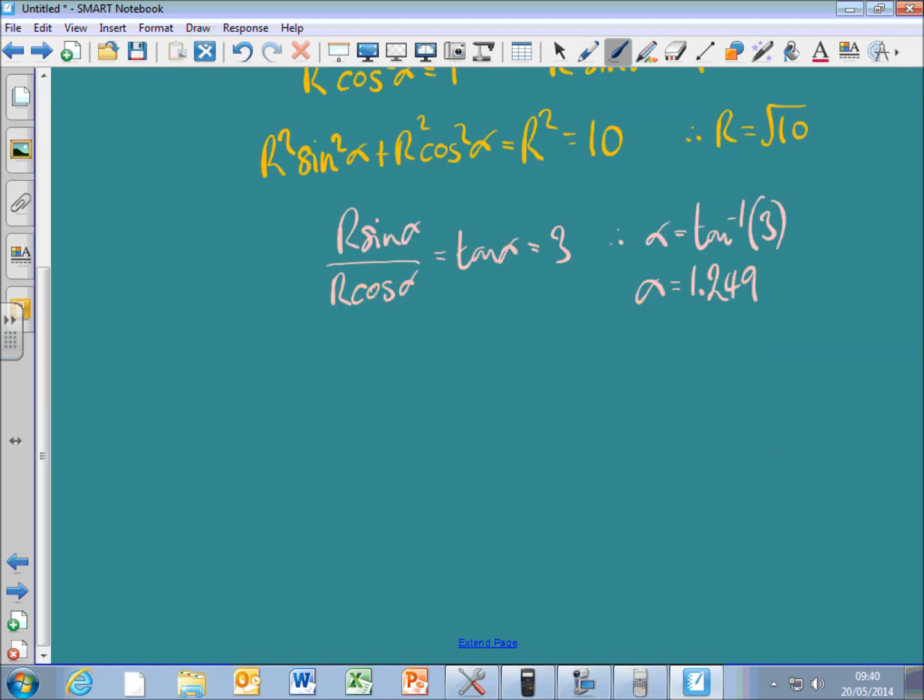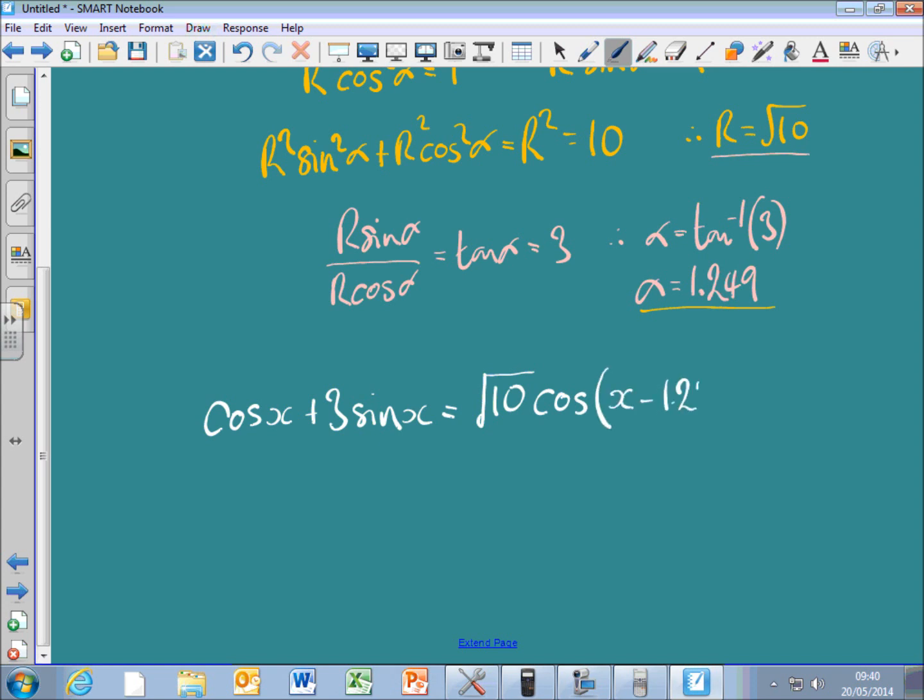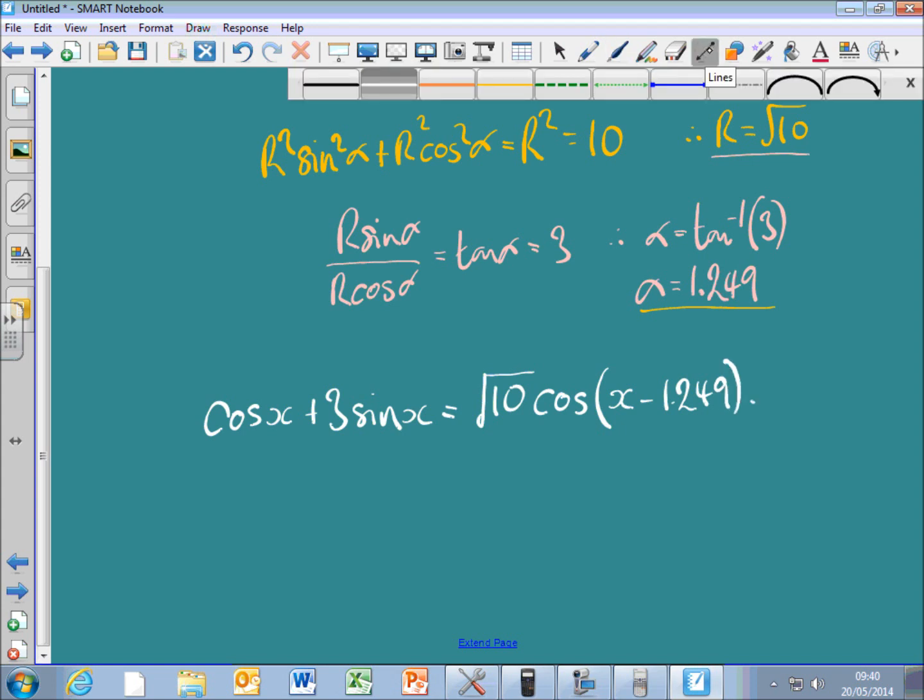And so now we've got the r value and we've got the alpha value. I can go back and say that cos x plus 3 sine x can be written as root 10 cosine of x minus 1.249. That's what we were trying to show.